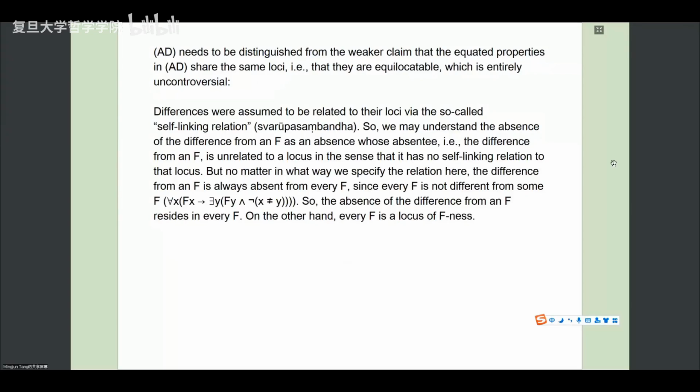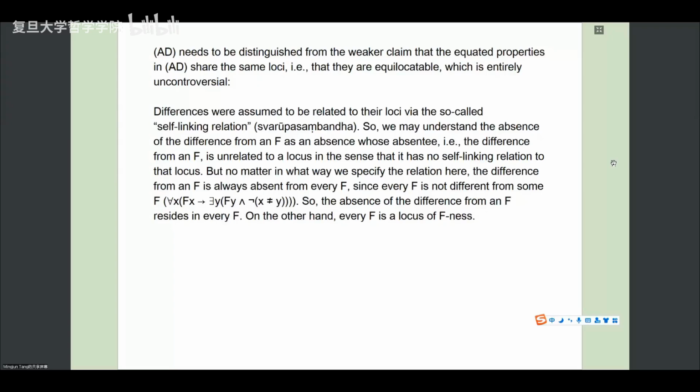Differences were assumed to be related to their loci via the so-called self-linking relation. We have said this. So we may understand the absence of the difference from an F as an absence whose absentee, that is the difference from an F, is unrelated to a locus in the sense that it has no self-linking relation to that locus. But no matter in what way we specify the relation here, the difference from an F is always absent from every F, since every F is not different from some F. So the absence of the difference from an F resides in every F.